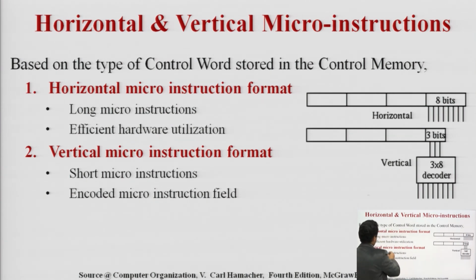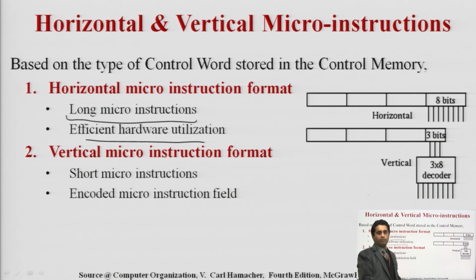Horizontal format is, as you have seen, the long micro instructions. It is carrying the 20 bits, and based on the occurrence of 1 we perform the operations, and it is efficient hardware utilization because nothing else is required. If the value is 1, perform this, otherwise nothing. When we talk about the vertical instruction set, short microcodes are required.